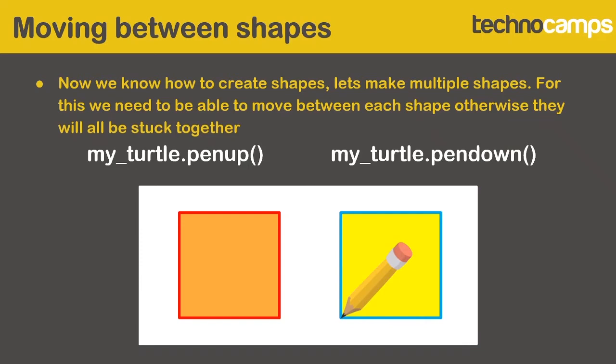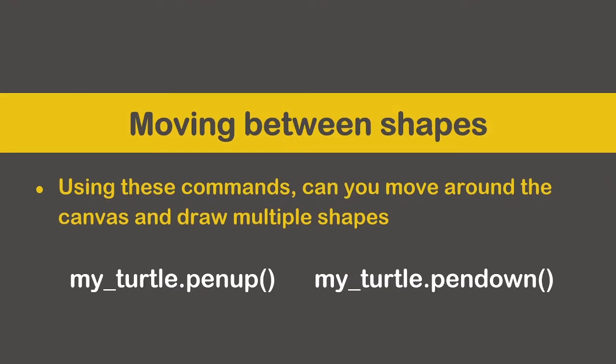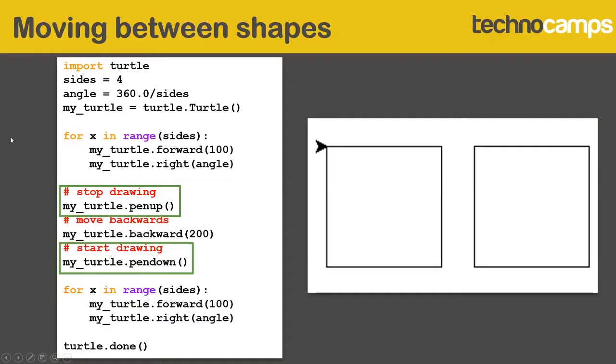So using these 2 commands, can you draw more than one shape on your canvas? So here's a program where we use the pen up and pen down commands. So we set our variables at the start of the program here. We draw our first shape here, so this is the first square.